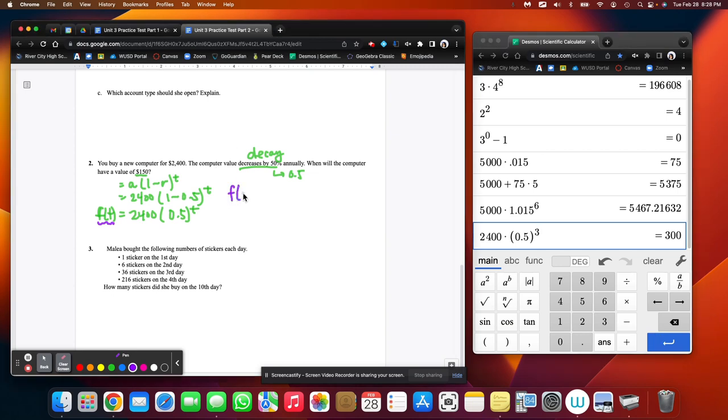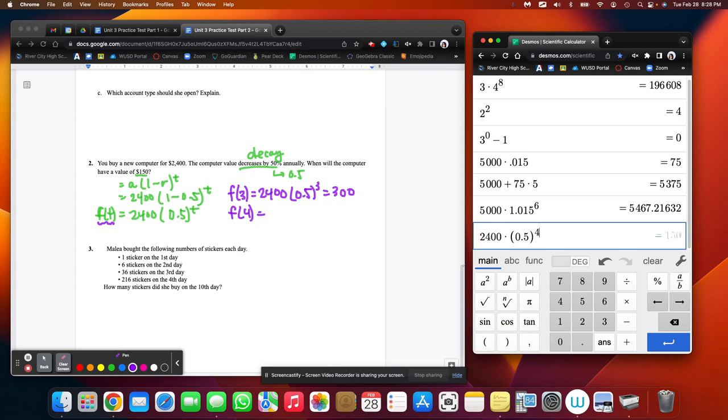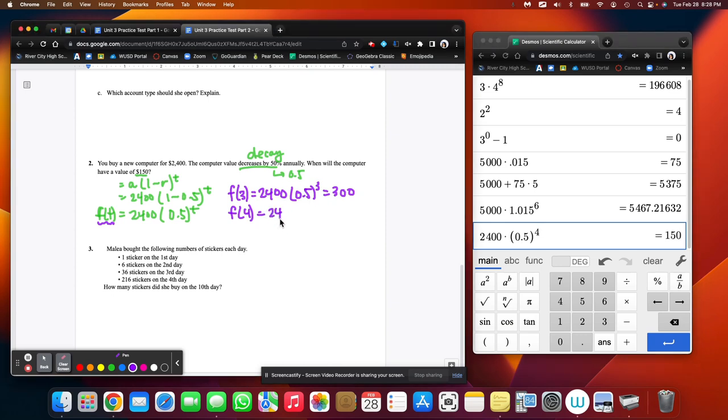Let's show that plug in. When we plug in 3, it's 2,400 times 0.5 to the third power. It's valued at $300. Now let's plug in the fourth power, because it's basically cutting in half. So this should be 150. When we plug in 2,400 times 0.5 to the fourth power, that's $150. So the computer will be worth $150 after 4 years.